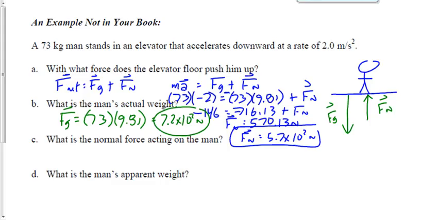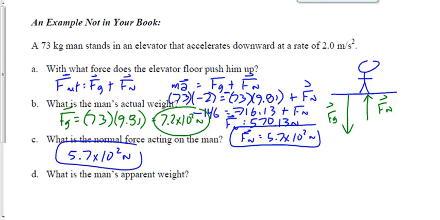Hey, wait, the normal force acting on the man, didn't we just find that? 5.7 times 10 to the 2 newtons. What's the man's apparent weight? How heavy does he feel? What do I have to do for this one? Miles, what do I got to do for this one to find the man's apparent weight?